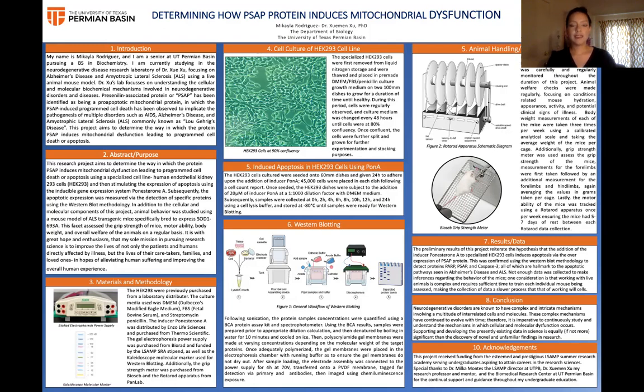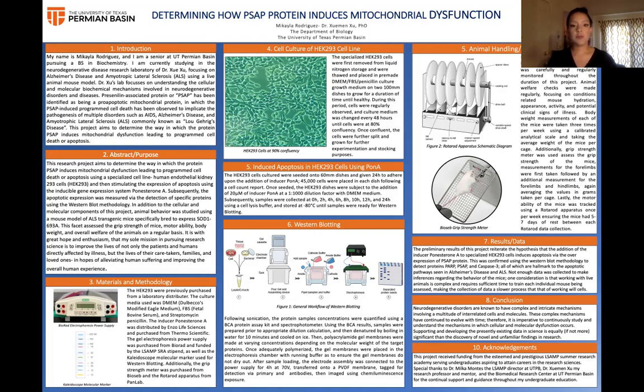The next step was to induce the expression of PSAP in HEK293 cells using ponesterone A. The HEK293 cells were seeded onto 60-millimeter dishes and given 24 hours to adhere before the addition of ponesterone A.